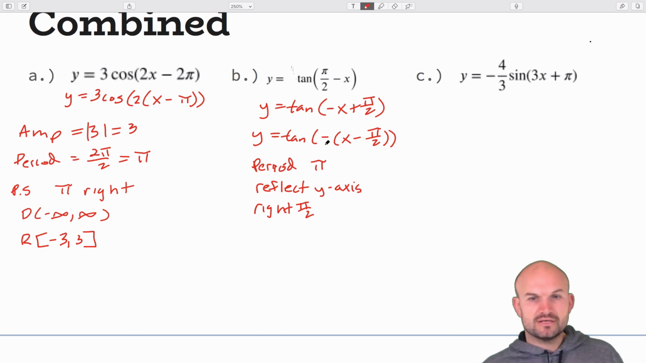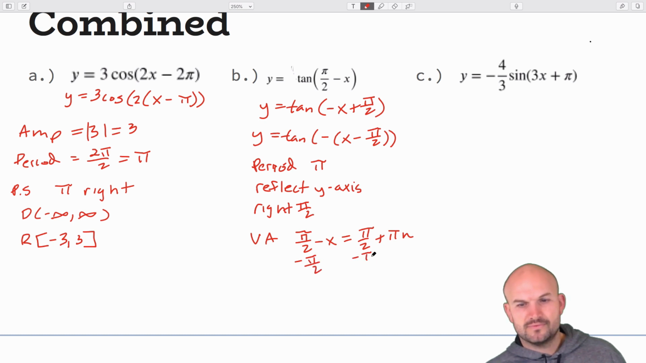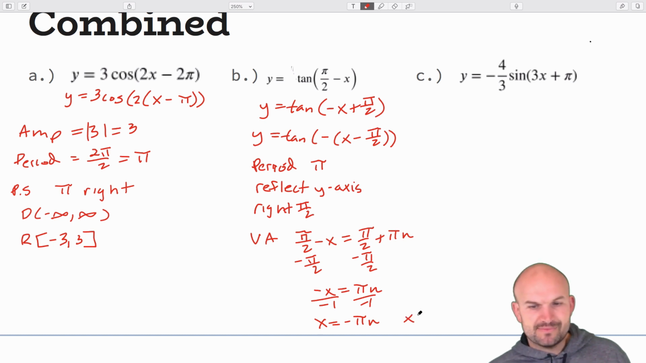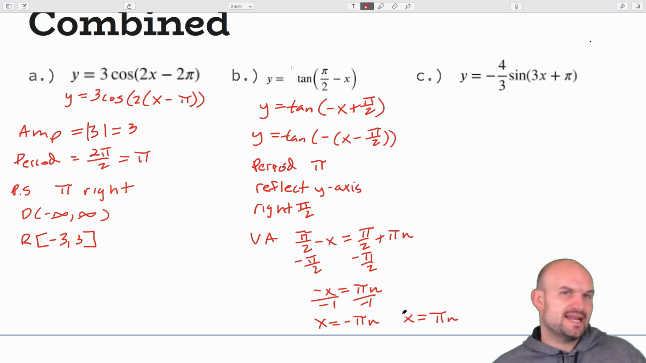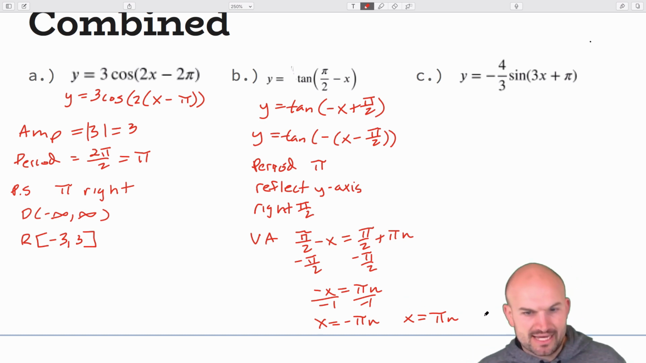This does impact, though, our asymptotes. So let's go and figure out our asymptotes here. I'm just going to take this equation as it's originally stated. Pi halves minus x equals pi halves plus pi n. Right? Well, now, as I subtract pi halves, I get negative x equals pi n. And then if I just divide by -1, I get x equals negative pi n, which is really the same thing as x equals pi n, right? It doesn't matter if it's negative pi n or positive pi n. You're still going to have the same equation for the asymptote in that case.